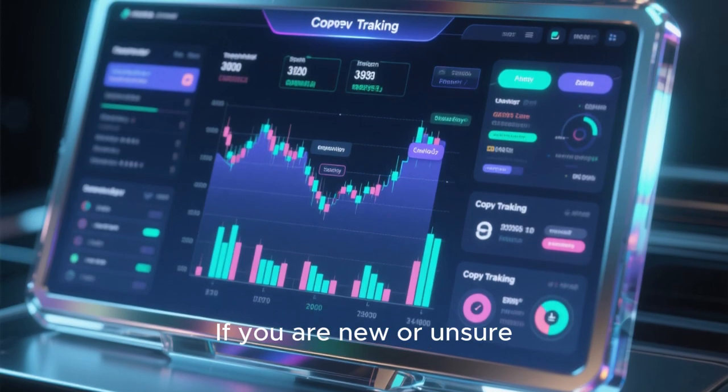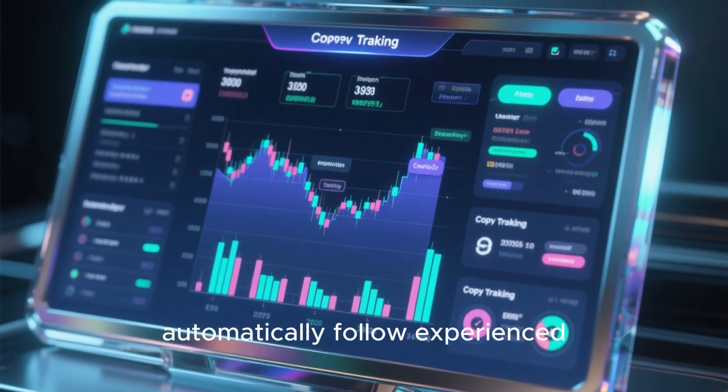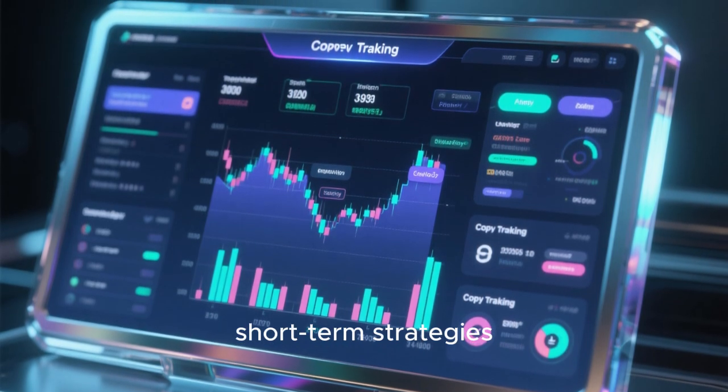This strategy is also very effective when combined with copy trading. If you are new or unsure about execution speed, copy trading allows you to automatically follow experienced traders who already trade short-term strategies. When using copy trading, always start with small allocations. Copy multiple traders, evaluate performance weekly, remove poor performers, and gradually increase allocation only to traders who show consistent results.